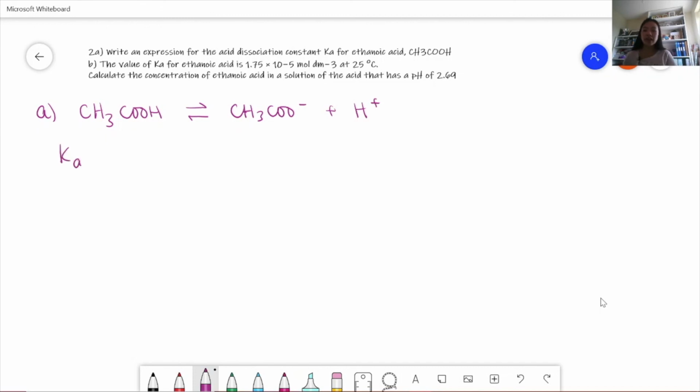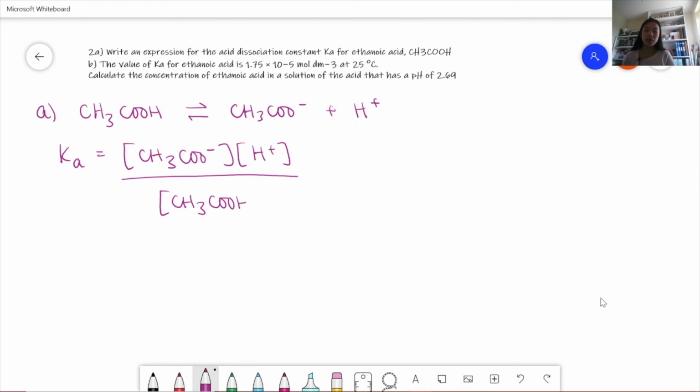And so we can find the Ka by doing the concentration of CH3COO minus multiplied by the concentration of H plus over the concentration of CH3COOH. And then for B, the value of Ka for ethanoic acid is 1.7 times 10 to the minus 5 moles per decimeter cubed. Calculate the concentration of ethanoic acid in a solution of the acid that has a pH of 2.69. So what we do here is we work with the pH equation first.